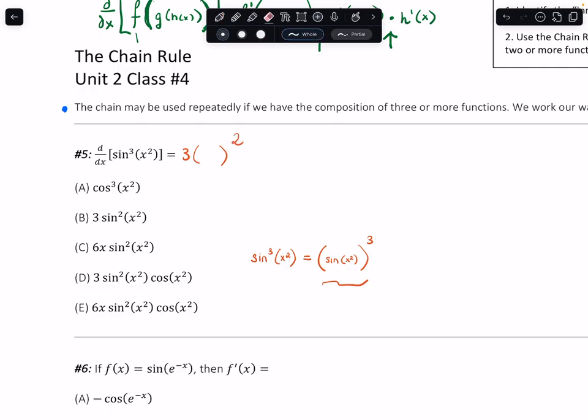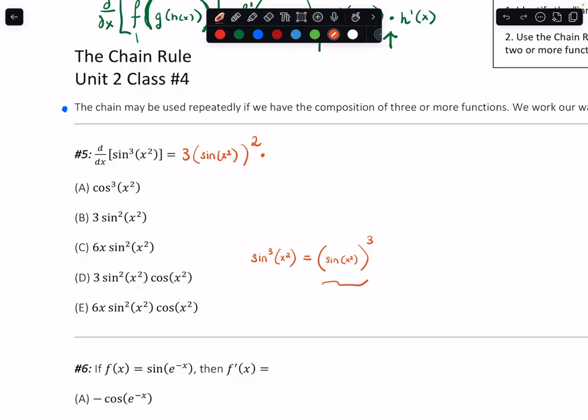So I'm not touching the inside at the moment. So it would be 3 sine of x squared to the second times. I work my way in now. What am I looking at there now? It's the sine of x squared. Sine of x squared is still a composite function though, right? Now the outer function is sine and the inner function is x squared. But I keep applying that same rule over and over again.